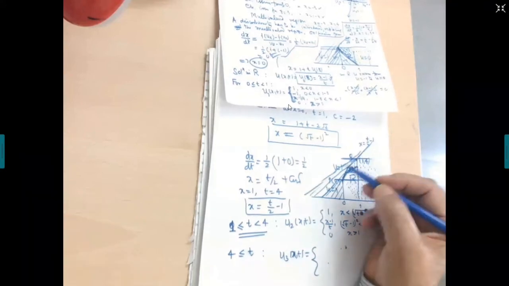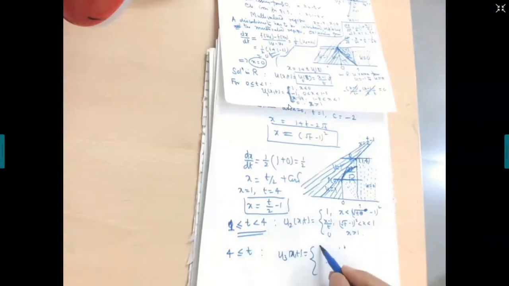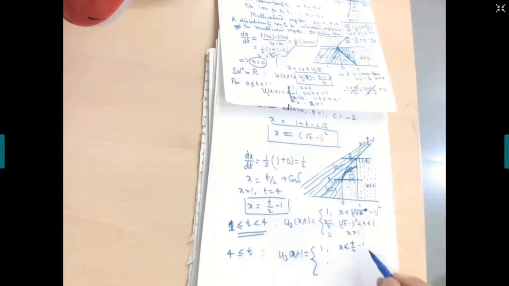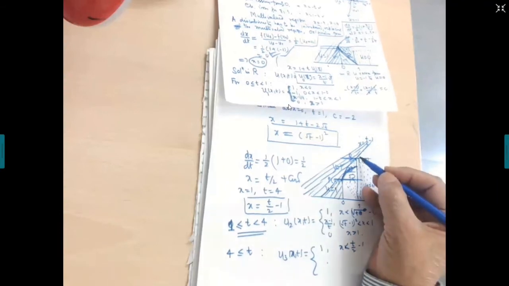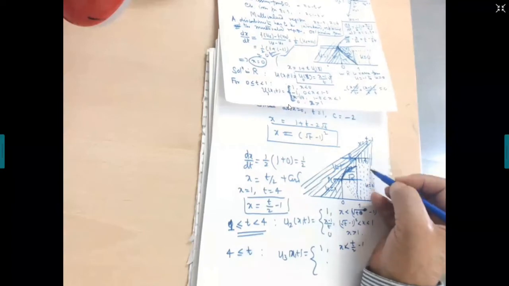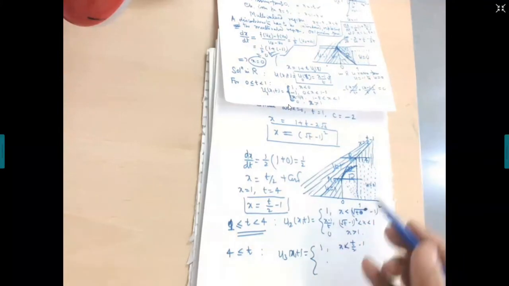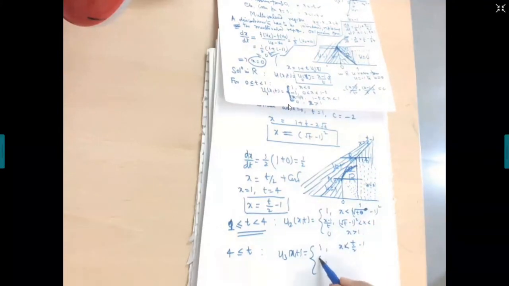Let me write U3(x,t). On the left, these are the characteristics which will impinge on the shock, right? Here u is equal to 1 when x is less than t/2 minus 1. And on the right, these are the characteristics which are coming from below. They will hit, so they take the value 0. So on the right, it is 0, for x greater than t/2 minus 1. This is the solution.